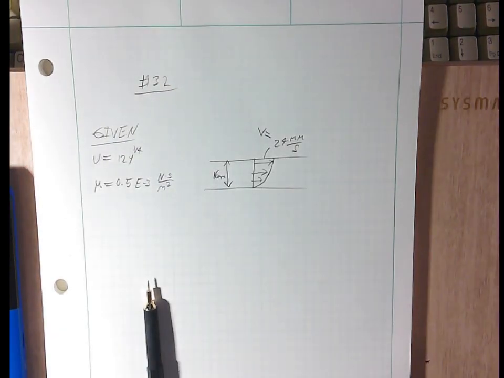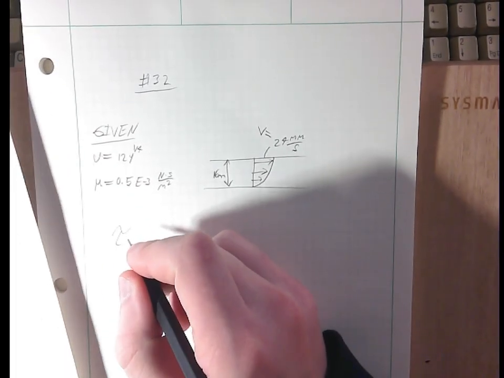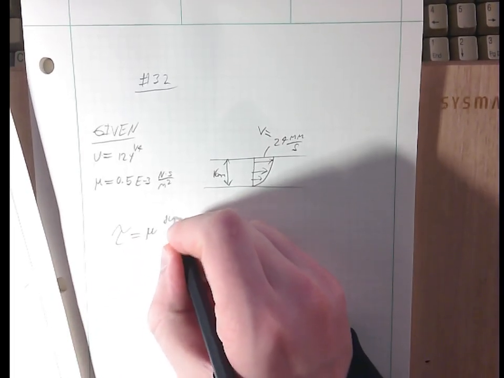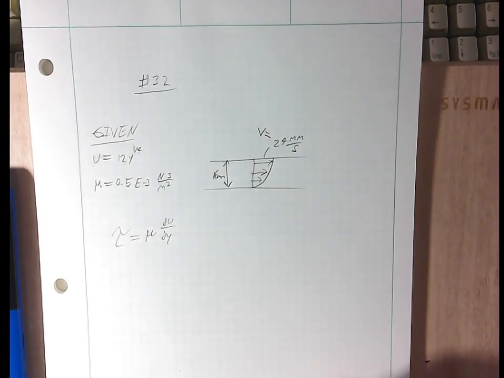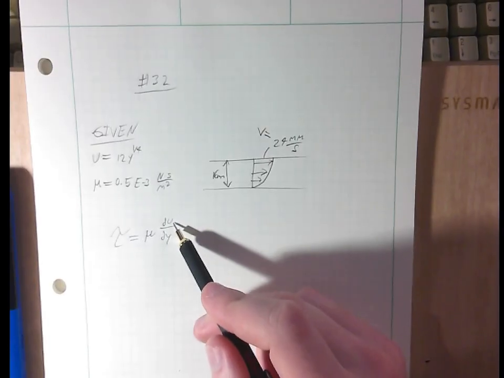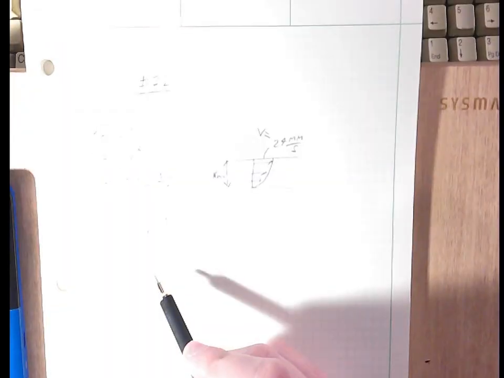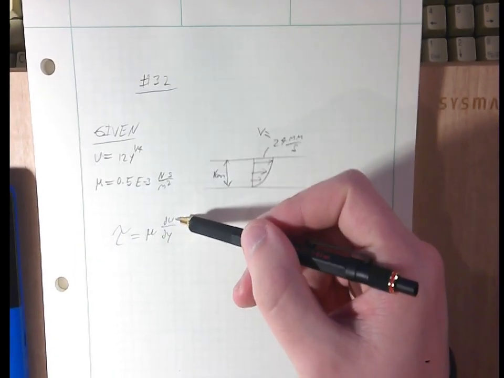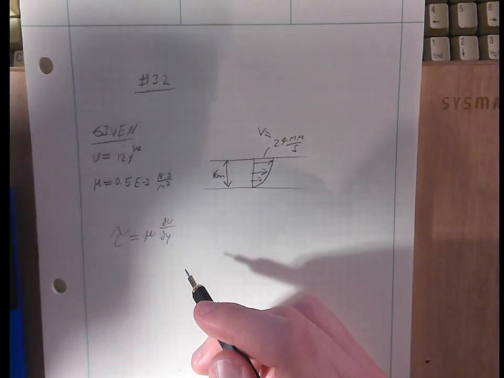So what's the equation we use here? From this equation sheet, we know that tau equals mu du dy. So I think we can plug this straight in for dy. That's the velocity on the plate, force on the plate. It looks like we don't know that.